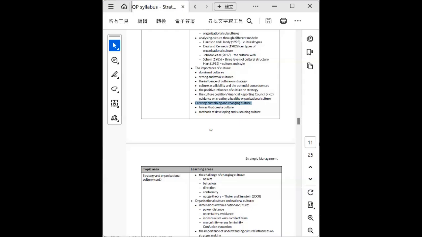Methods of developing and sustaining culture. This outlines the strategies for nurturing strong organization culture, which include communication, training, and reinforcement of the core values. And then challenges to changing culture.